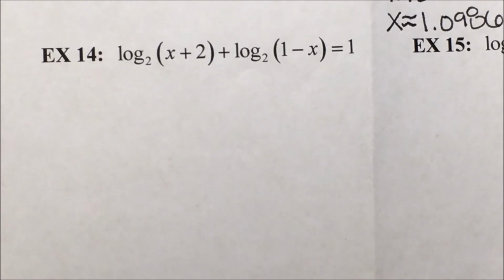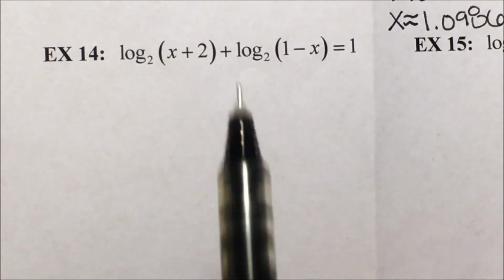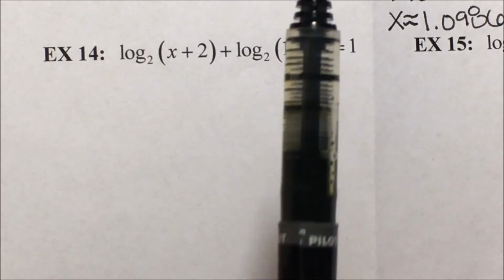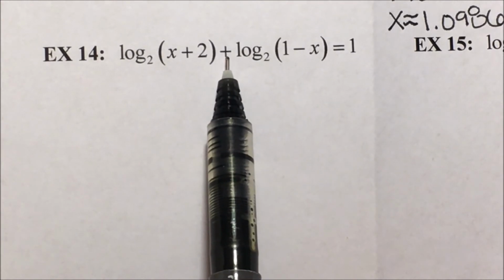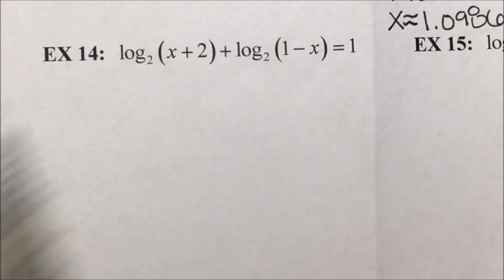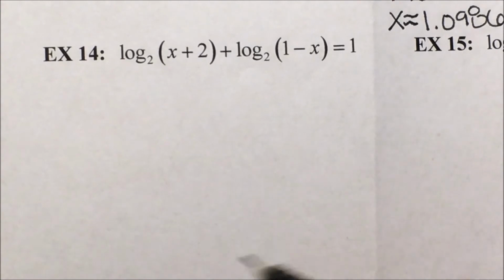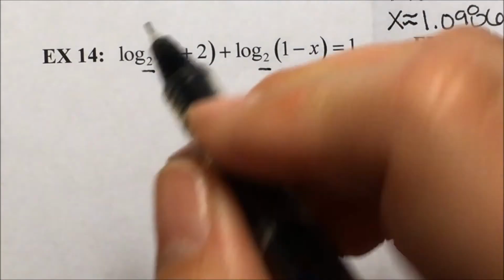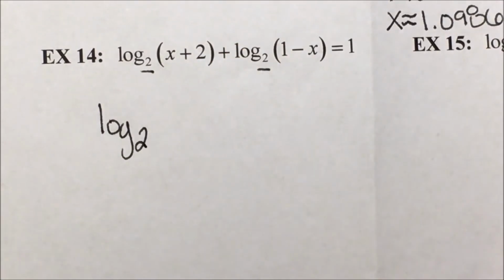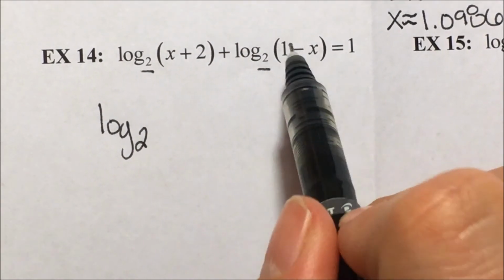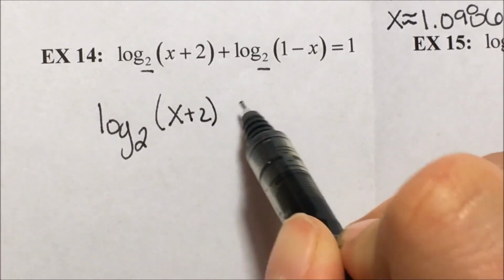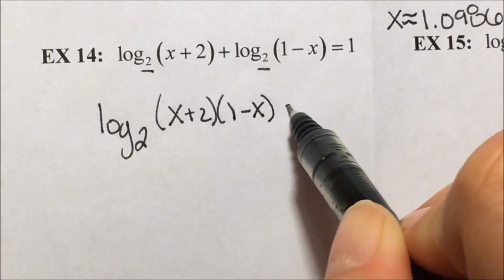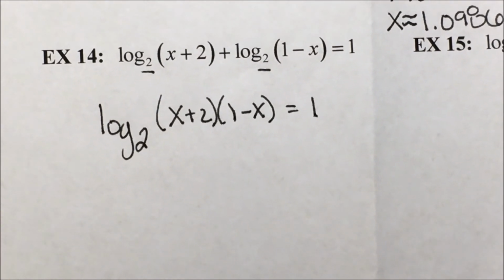So instead, let's go back to our other properties and see what we can do to combine this into a single log. One of our properties that we talked about before was that if 2 logs are being added, you can actually combine them together. If I combine them, then it should look like example 13. So that seems to be the route I want to take. In order to combine them, their bases have to be the same, check. And then when you combine them, their inputs get multiplied. So we've got x plus 2 times 1 minus x as the input for that log. That'll work. That looks very similar to example 13.